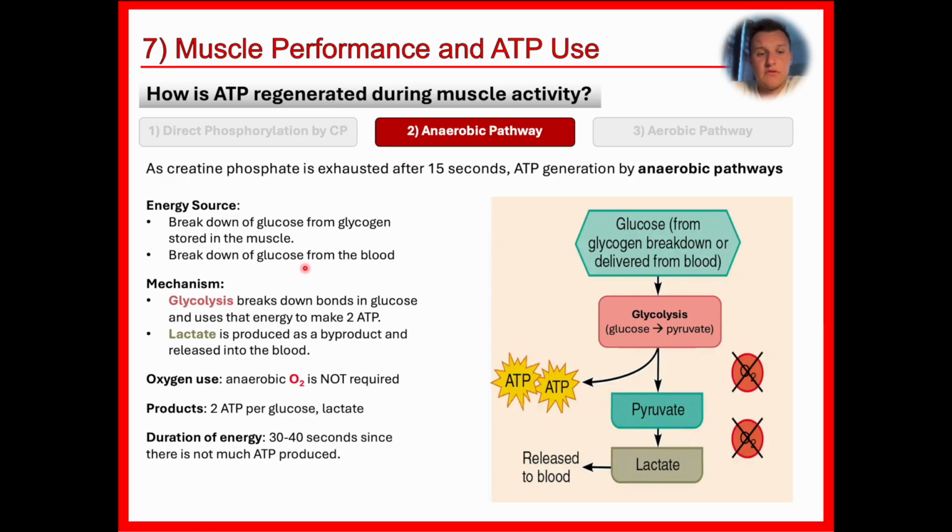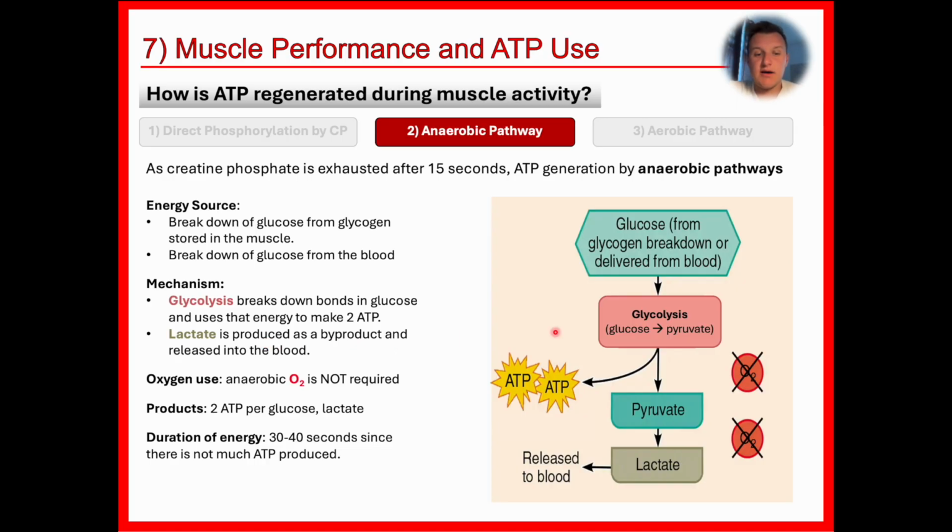We also break down glucose from the blood. So sometimes you'll eat and you'll just have low glucose around. Well, actually, you'll break that down too, right? And this is called glycolysis. This is the breakdown of bonds in glucose, and it uses the energy to make 2 ATP. So when you take this glucose, you undergo glycolysis. This is a process where you take glucose and you make this smaller molecule, pyruvate. You will make ATP. You break bonds down in glucose and you make ATP.